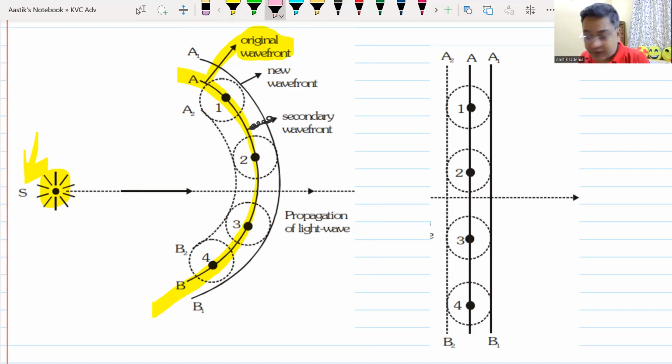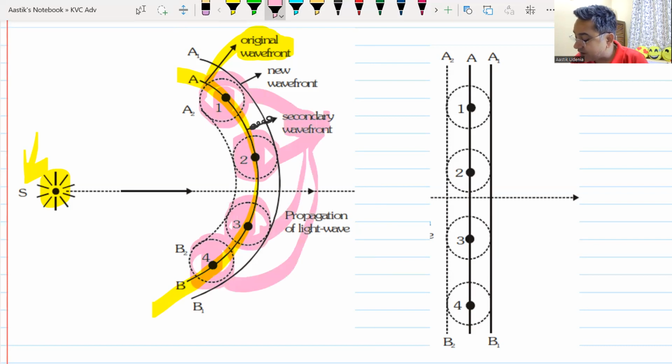Now on this original wavefront, we have different points, and I have marked 4 points: 1, 2, 3, 4. Do we see this? Yes, sir. Now these 4 points become sources of light, and they emit their own wavefronts. Do you see these pink wavefronts that they are emitting? Yes, sir. These pink wavefronts are known as secondary wavefronts, which are emitted by these point sources. Do we see this? Yes, sir.